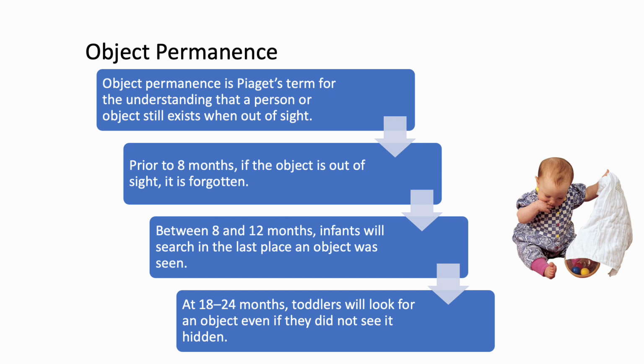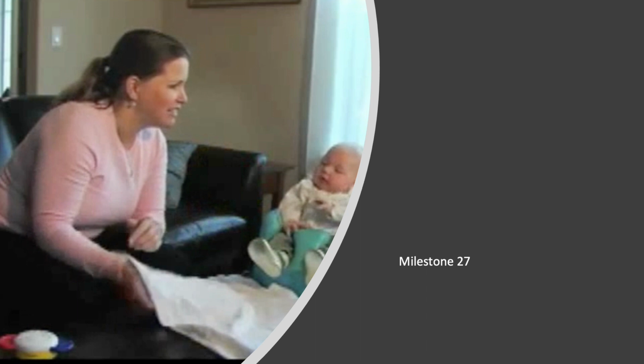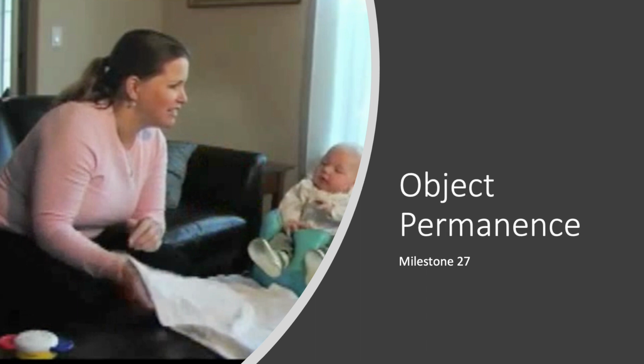Prior to 8 months, if the object is out of sight, it is forgotten. Between 8 and 12 months, infants will search in the last place an object was seen. At 18 to 24 months old, toddlers will look for an object, even if they do not see it hidden. This would be a good idea to stop the video and review milestone number 27 about object permanence.